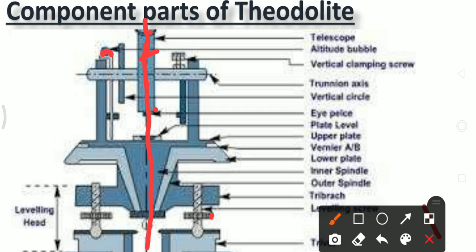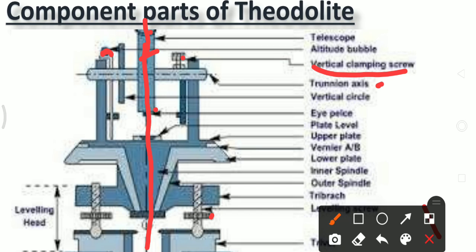Next component part is the vertical clamping screw. This screw is called the vertical clamping screw. The function of the vertical clamping screw is to stop the motion of the telescope in the vertical plane. When this vertical clamping screw is clamped, the motion of the telescope is prevented or stopped.